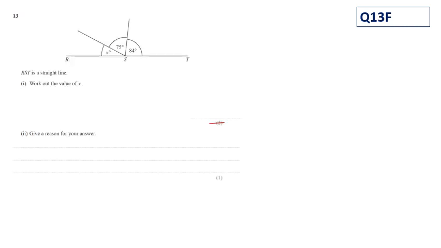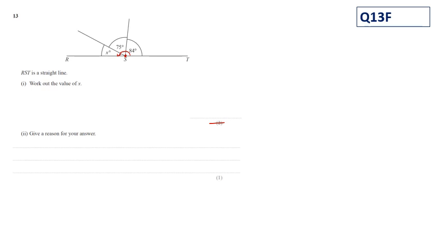Okay, question 13. RST is a straight line. Work out the value of x. Okay, so at point S, here, I have 3 angles, and those 3 angles are on a half turn, and we know that the angle sum of a half turn is 180 degrees, which means that those 3 angles around that half turn add up to 180 degrees.